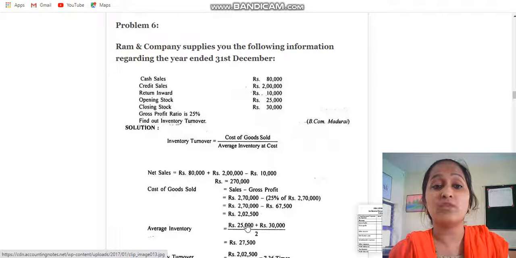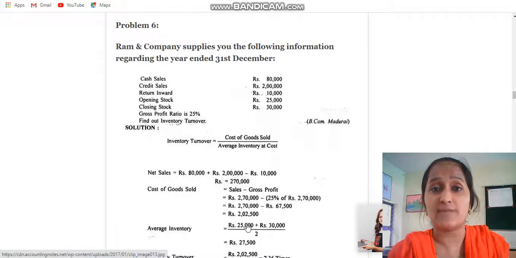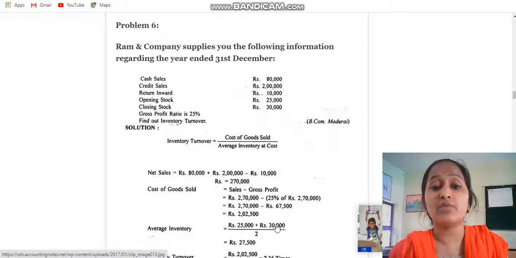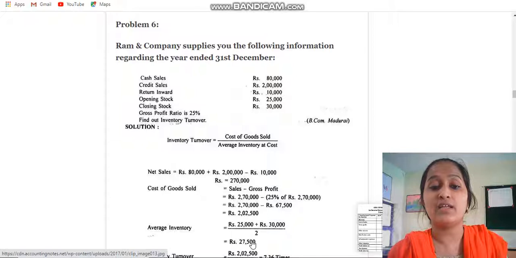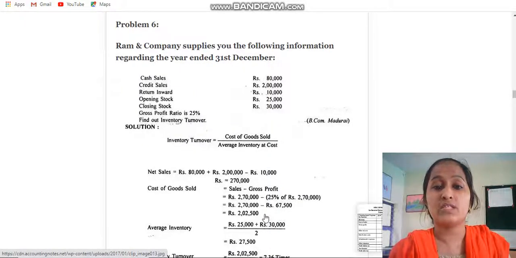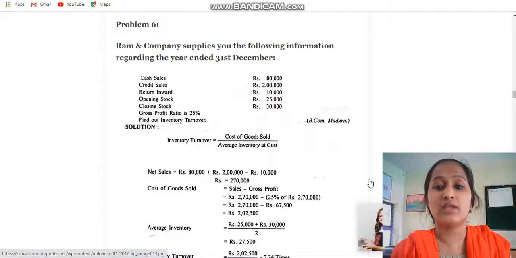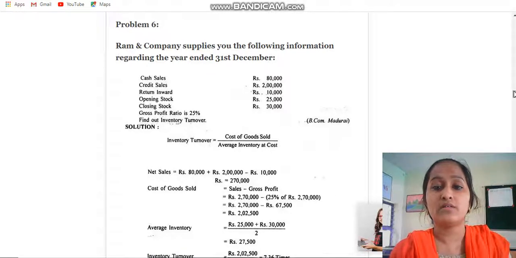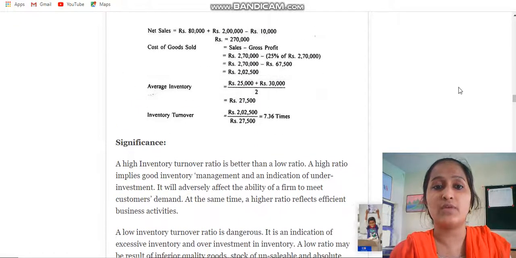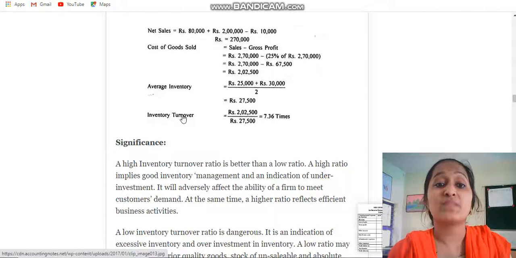Average inventory we don't have. Average inventory equals opening inventory plus closing inventory divided by 2. Opening plus closing, divided by 2, the figure you get is the average inventory. Now it's easy. We have 25,000 opening and closing, divided by 2, we get 27,500. Now we do the calculation with the help of average inventory, that is 27,500, for the inventory turnover ratio.